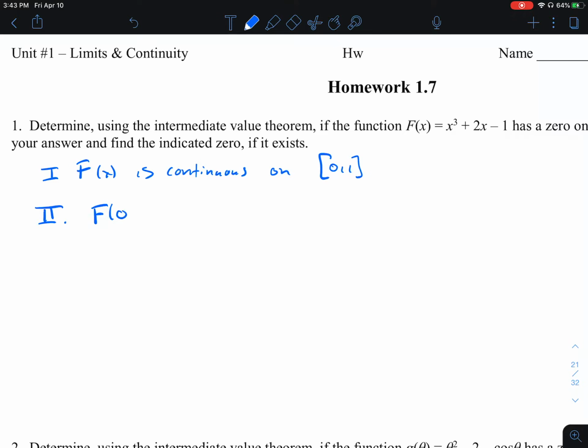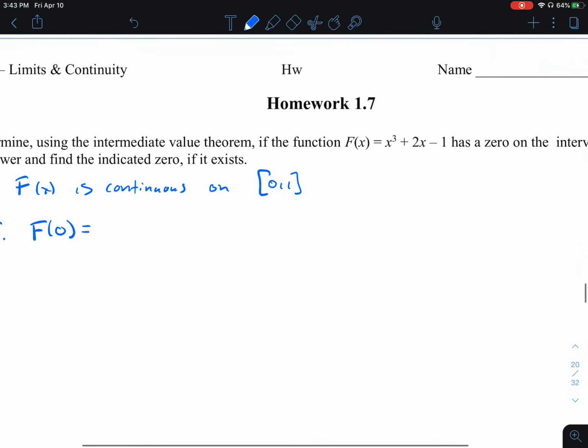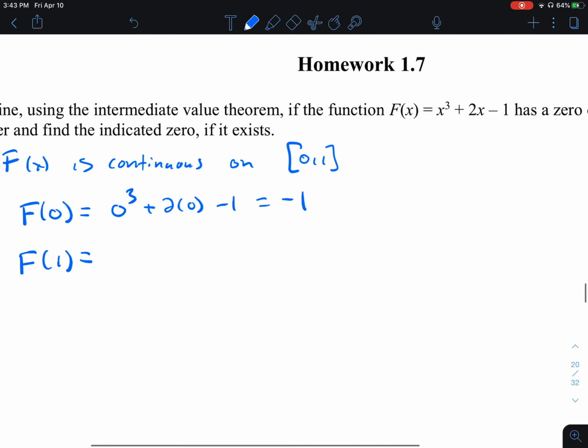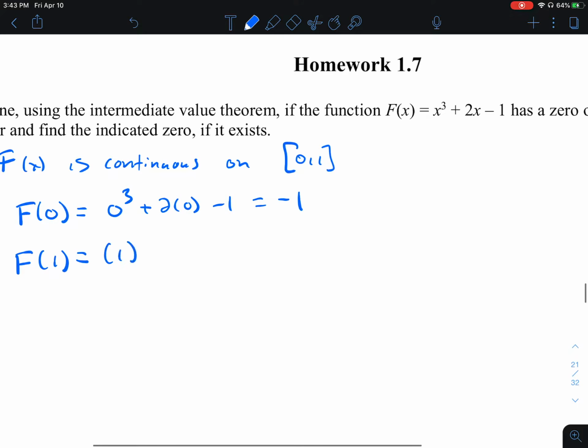So what is f of 0? Well, if you put a 0 in for this, we're going to get 0 cubed plus 2 times 0 minus 1. That's going to be negative 1. What is f of 1? That's going to be 1 cubed plus 2 times 1 minus 1. That's going to be 2.